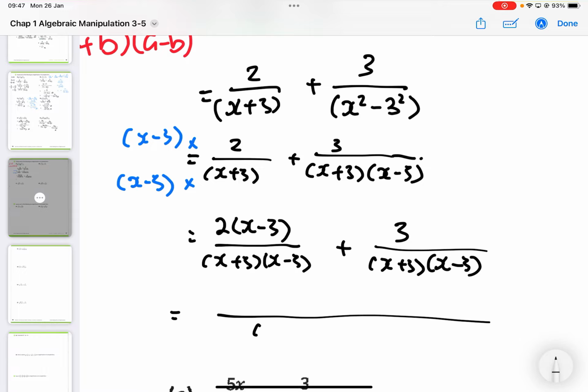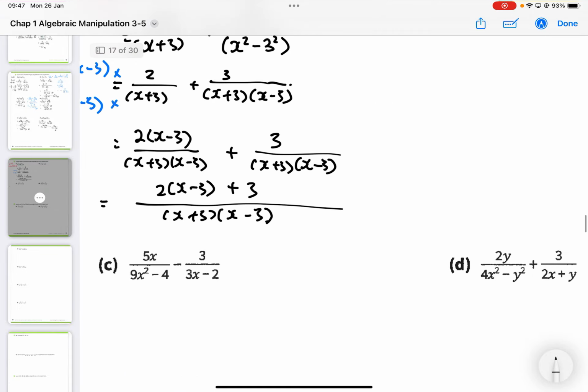Same denominator, put them together. 2 times of x minus 3 plus 3. Remember, don't expand. After I combine them, then I do my expansion.